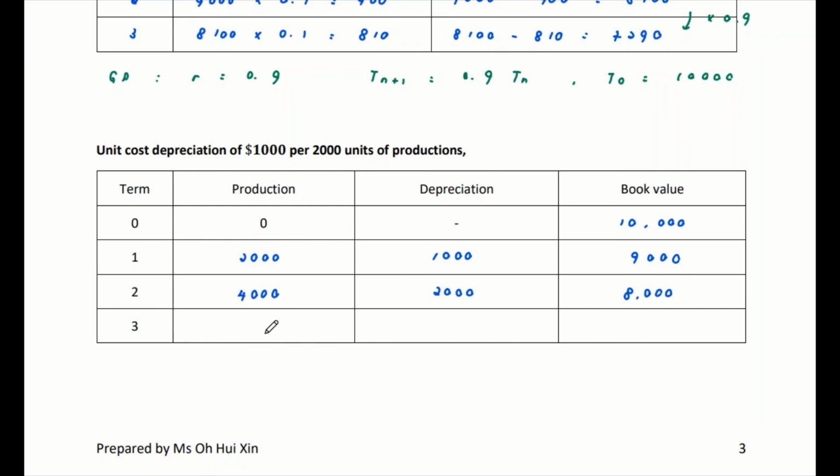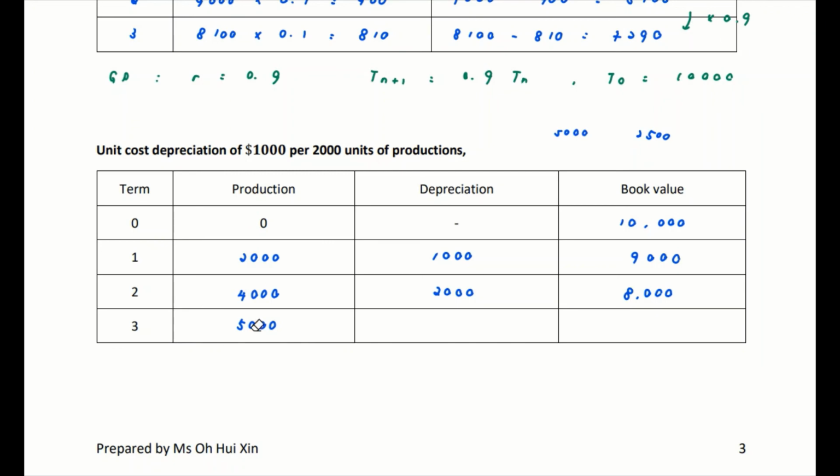Then move on. You can try to think of this as well. What if I have reached a production of 5,000? How much depreciation will happen here? You can imagine it like this. For every 2,000 units, of course, in this case, I'm not talking about 0, 1, 2 because this is not consistent already. Maybe let me do it like this. If you have produced 5,000 units, then what happens is 1,000, 1,000, and then 500. So the depreciation will be 2,500. Then at the end, you're left with 7,500.